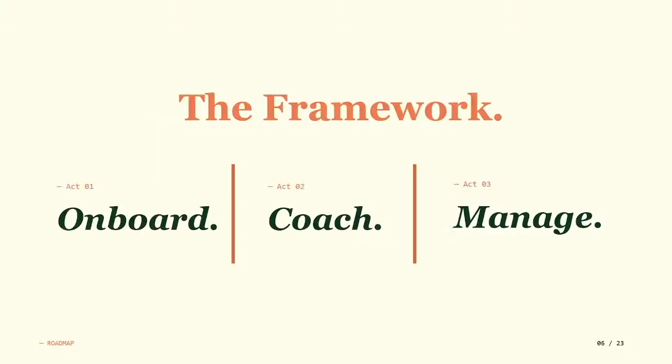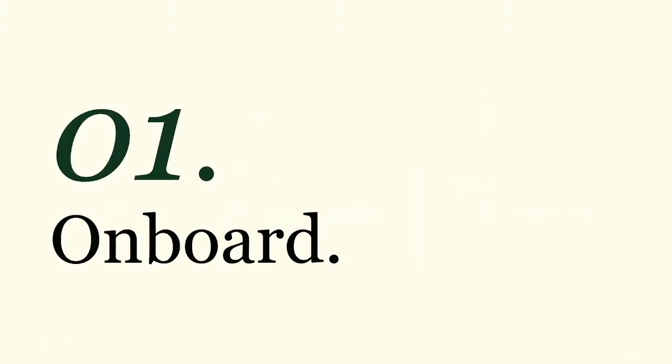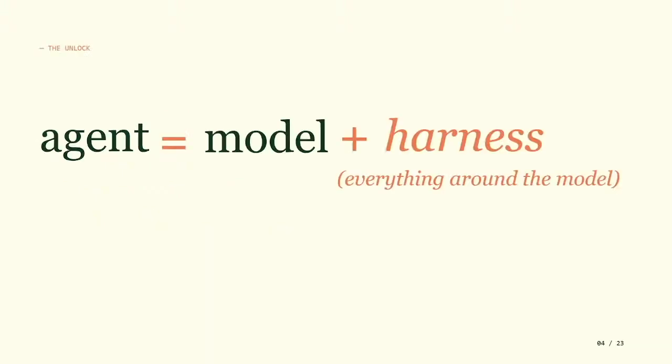So the way I like to think about it, it's really a three-step framework. You start by onboarding. An agent is only as good as the harness you build around it. The harness is essentially anything, the tools, the system, the context, basically everything around the model that the model can use to perceive the environment and take action.